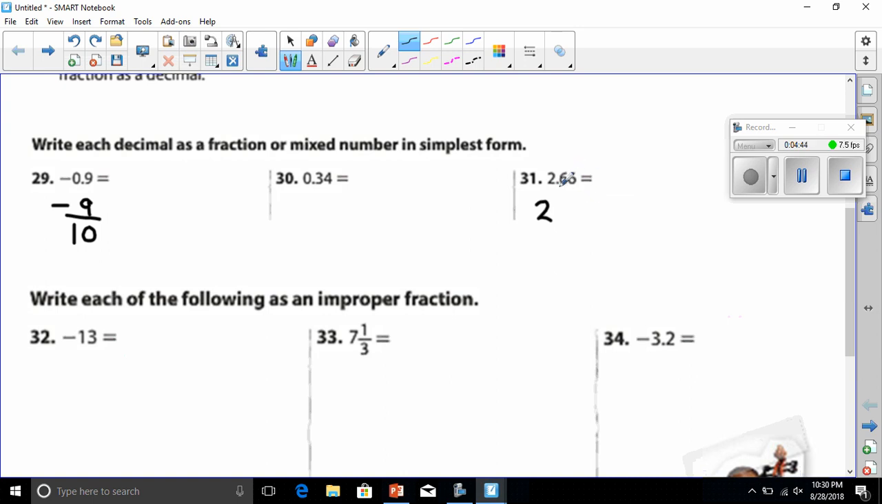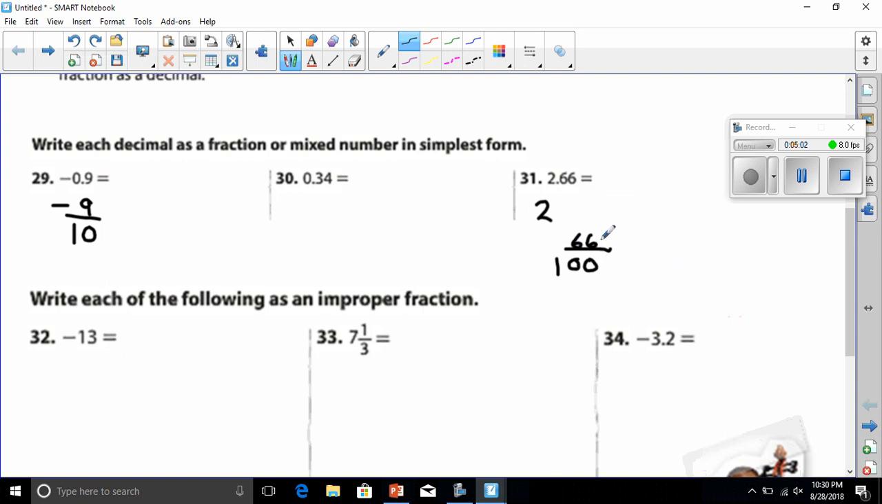So now we have 0.66. So this is going to be, as we spoke about before, 66. And then we put a 1 in front. There's no line over here, so put a 1 in front. However many numbers there are, we put a 0 underneath it. So it's 66 over 100.